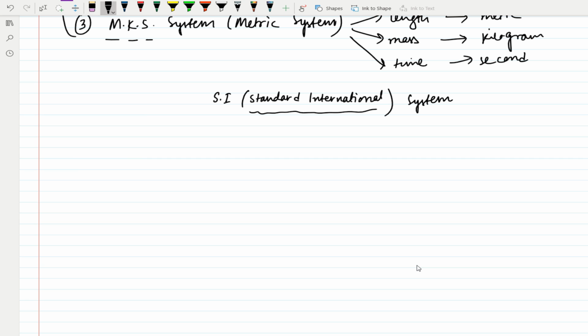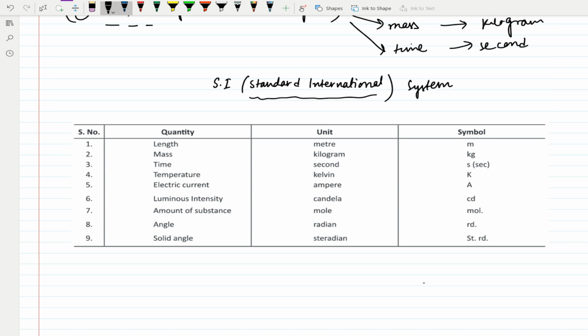I'll just show you those fundamental quantities with their SI unit and their symbols. Here you have all the 9 fundamental quantities listed with their SI unit and their symbols which we use. So just remember these values.